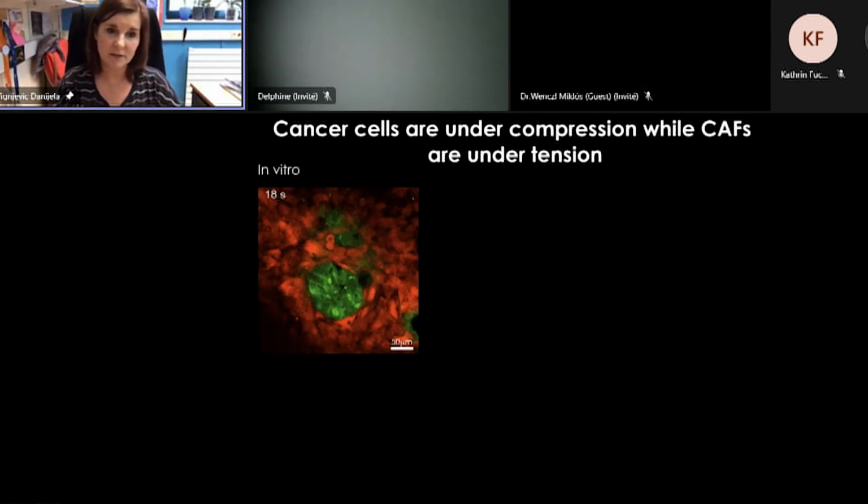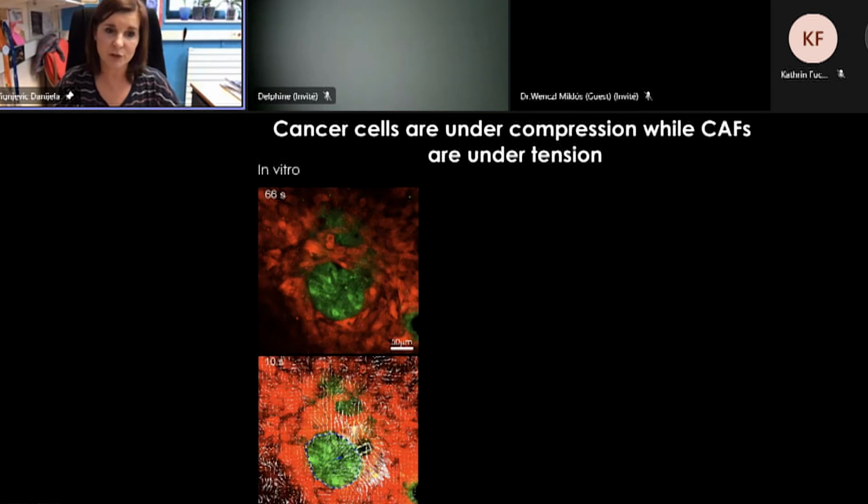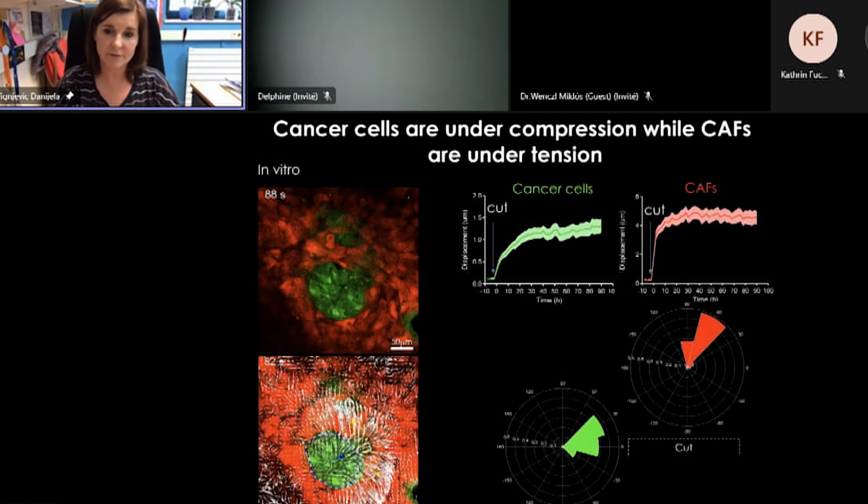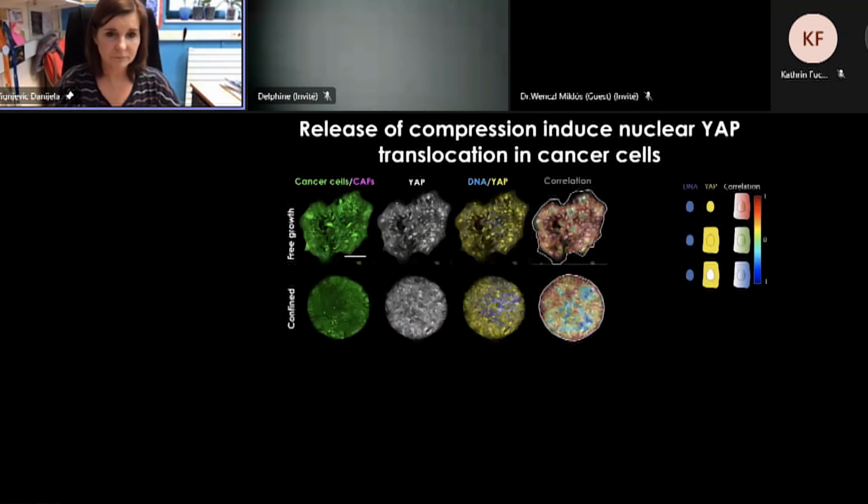The same experiments we can perform in vitro in co-cultures, and we would see the same effect. Now, the question is, do cancer cells sense this compression, and can they respond to it? For that, we look at the localization of the mechanotransduction protein that Stefano introduced, YAP, that can shuffle in and out of the nucleus depending on the mechanical status of the cells.